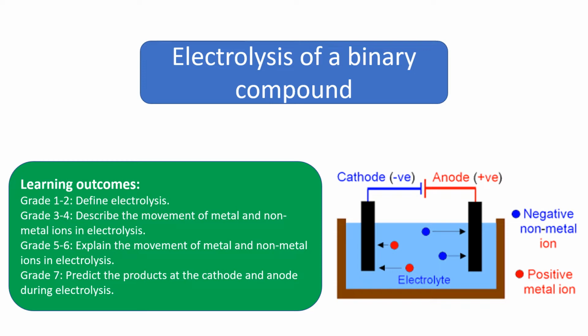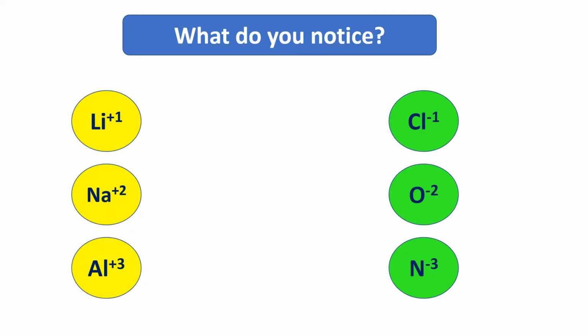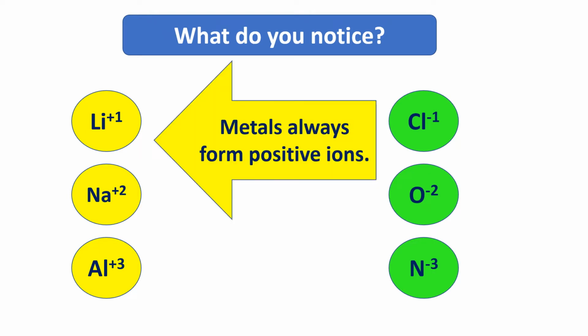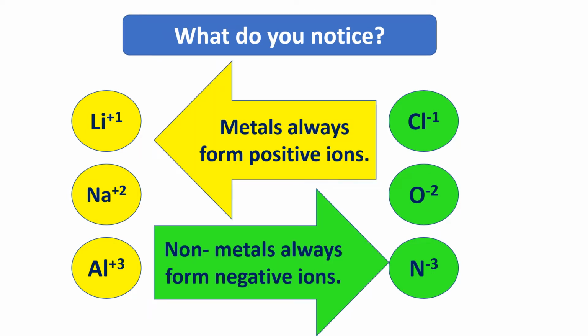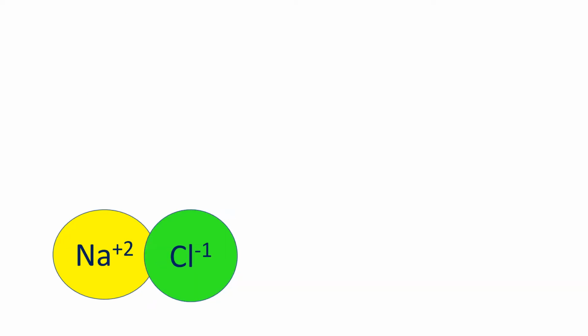Here we go. So electrolysis then, we're going to start off really simple with the electrolysis of a binary compound. The first thing you need to understand, and it's absolutely crucial, is that metals form positive ions and non-metals form negative ions. If you get this wrong, the entire answer will be wrong because you will get them the wrong way around. Okay? Metals are positive, non-metals are negative.